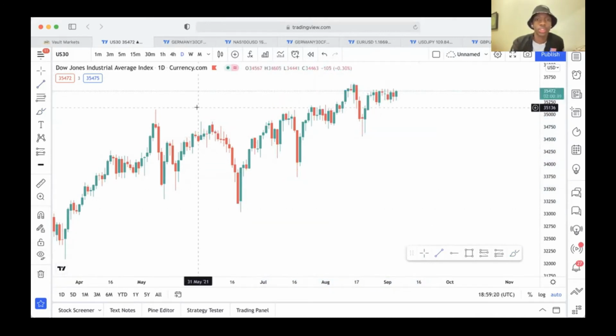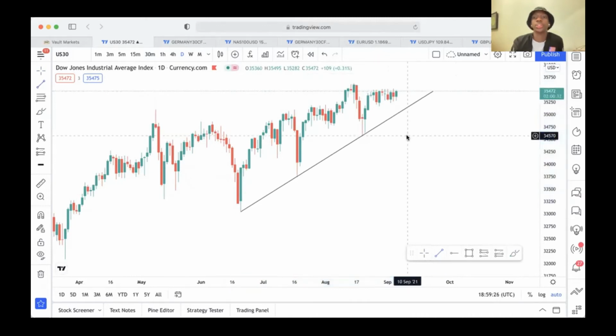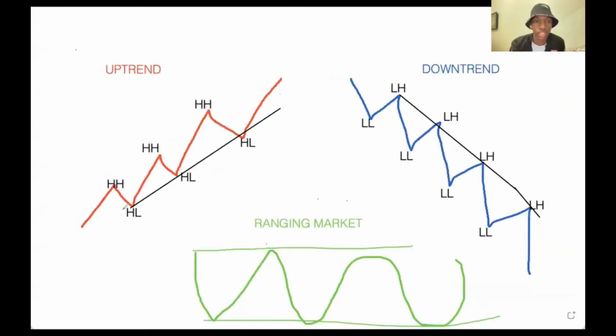Okay, let me just delete all this first. Let's draw our trend line. So as you can see, 3 touches, guys. Simplicity is key. This would have been an entry point to buy, and as you can see, the market shot up, just as I said: first touch, second touch, third touch, bought. You see what I'm saying?